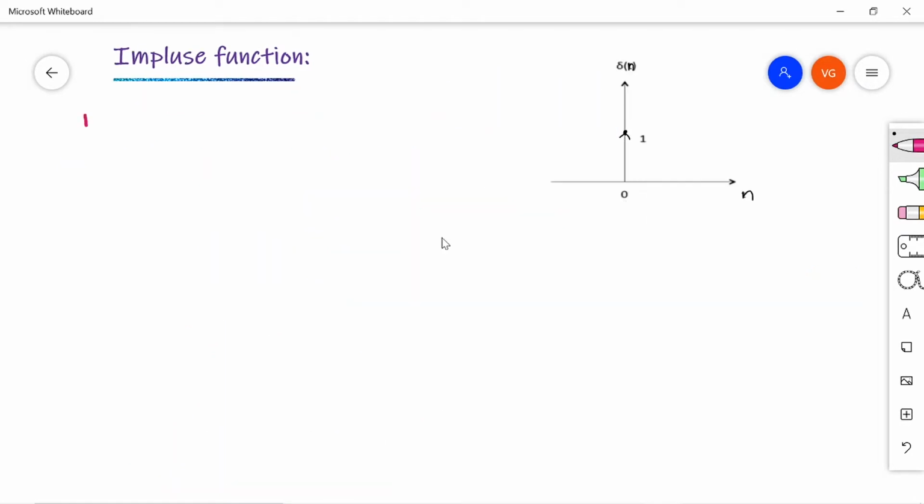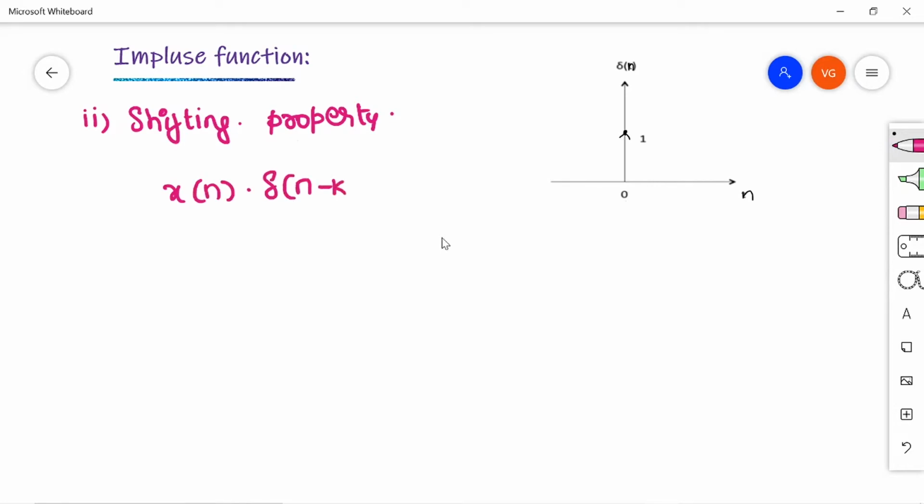The next property here is shifting property. So let us see what is this shifting property defining. Shifting property is defined as x of n multiplied by del of n minus k is equal to x of k. What is this del of n minus k? The shifted version of your del of n by k units. So let us take one example and then I'll explain the property here.